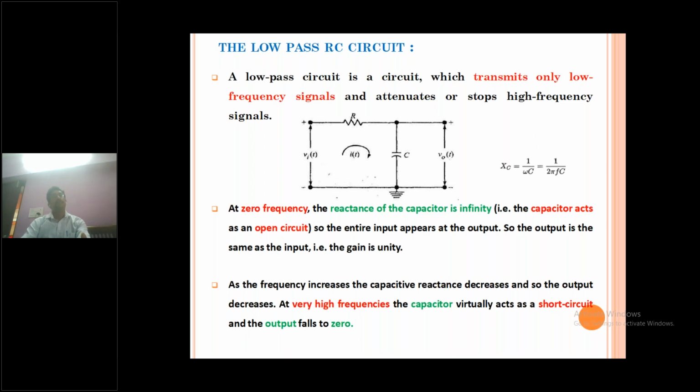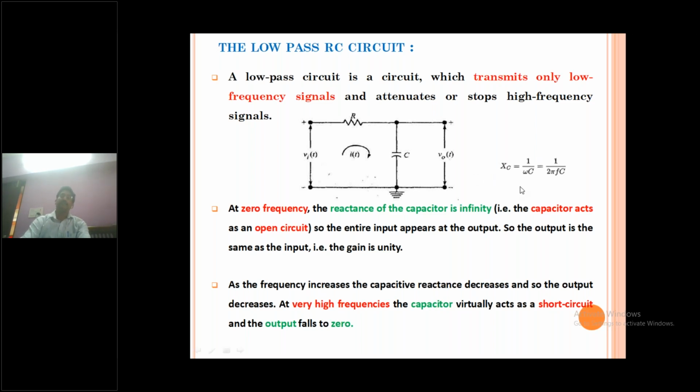For the low pass filter, the lower cutoff frequency f1 equals 0, but you have to find the f2 value, the upper cutoff frequency. This f2 equals 1 by 2 pi RC. Suppose, for example, f2 equals 10 kilohertz. That means input signal frequencies from 0 to 10 kilohertz will be transmitted with less attenuation or without attenuation. Whenever you transmit a signal of frequency greater than 10 kilohertz, the signal will be attenuated and the output waveform will be distorted. So low frequency signals are transmitted. How can we say that low frequency signals will be transmitted?